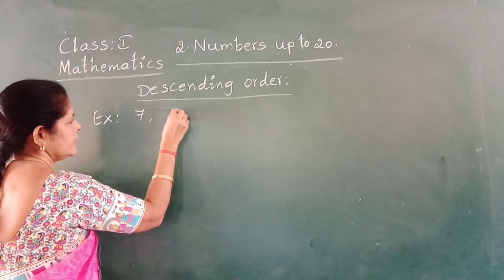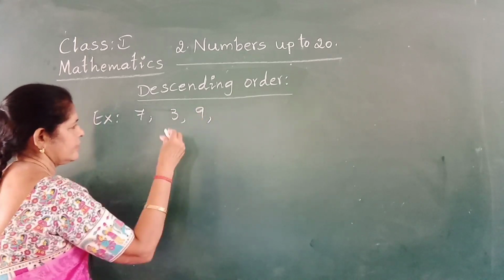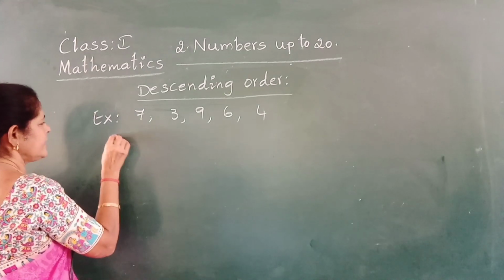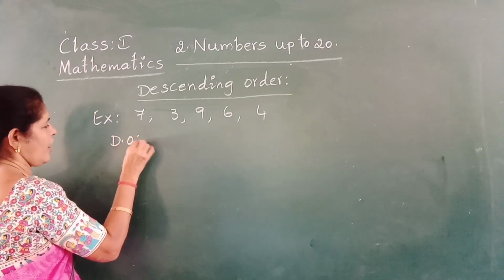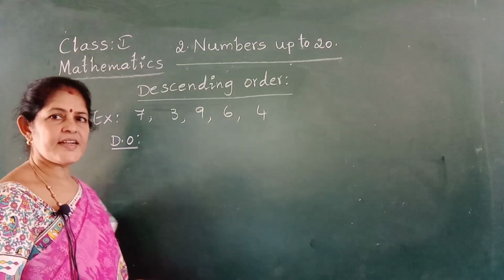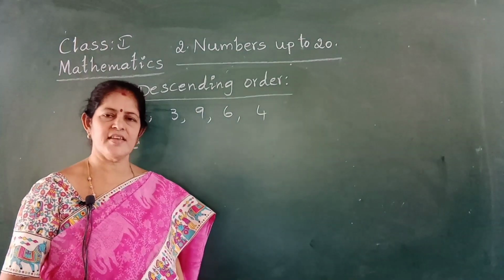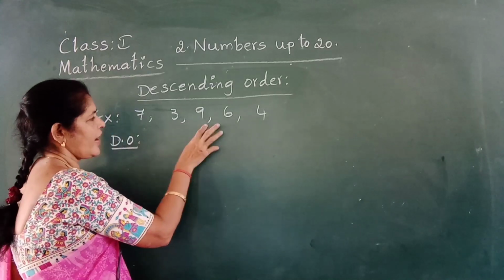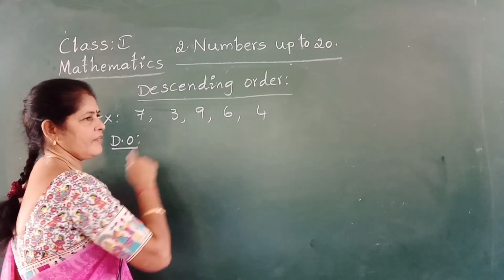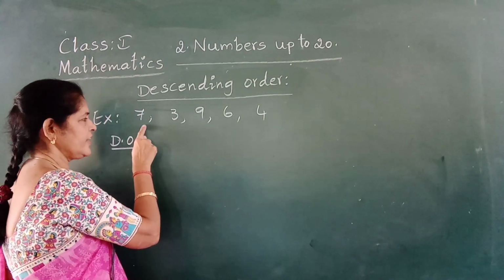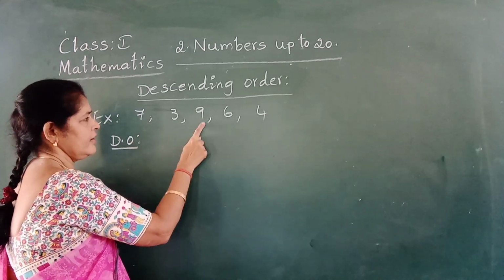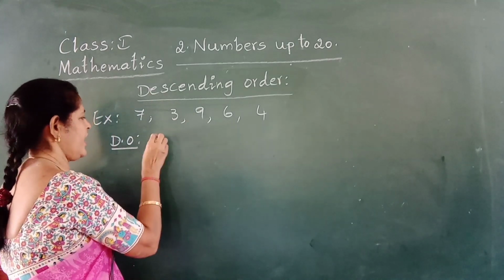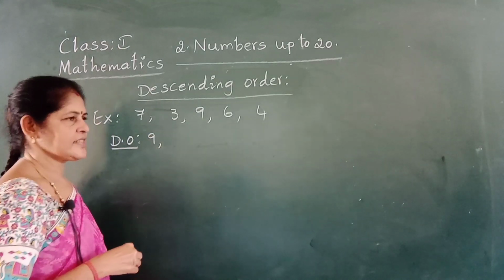7, 3, 9, 6, 4. Arrange the given numbers in descending order. DO means descending order. Yes. Which number comes first? Big number. Now find out which number is big in the given numbers. First you read the numbers 7, 3, 9, 6, 4. Which is big? Very good. 9. Then 9 right in the first place.